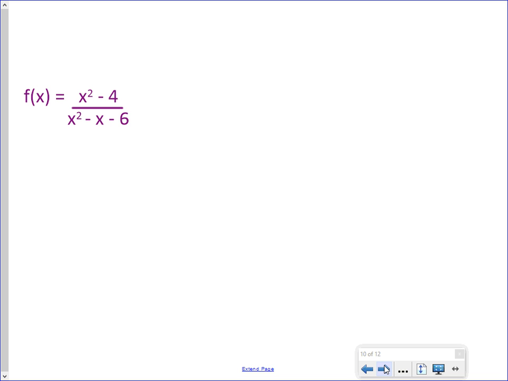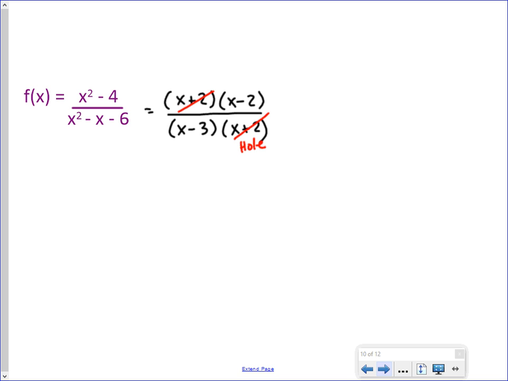Okay, so you are going to tell me to do what first? Factor. Can anybody factor my numerator? x plus 2, x minus 2. Excellent. What about my denominator? x minus 3, x plus 2. Okay, so the x plus 2's cancel, which immediately tells you you have a hole. You have a hole at the 0 of that factor.